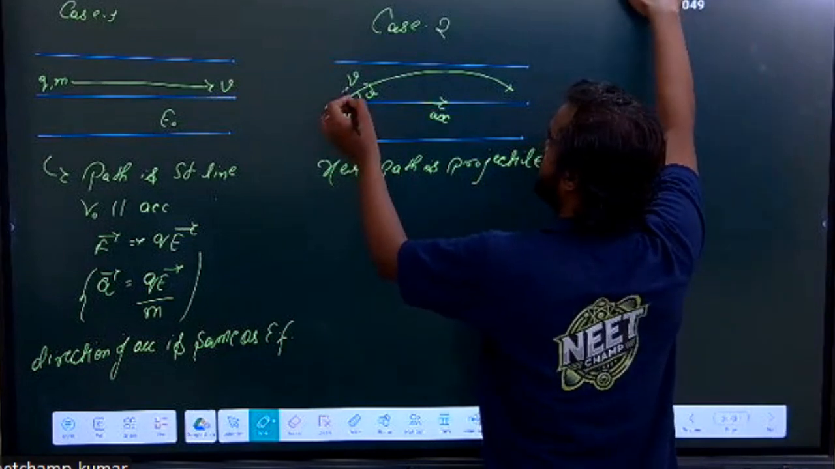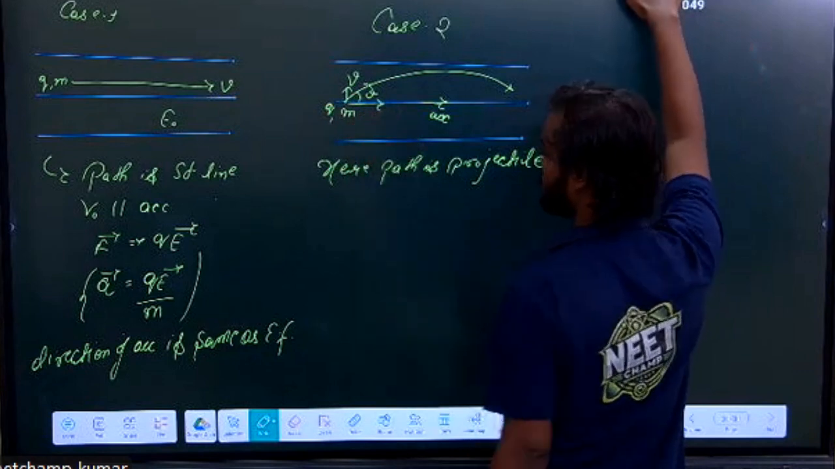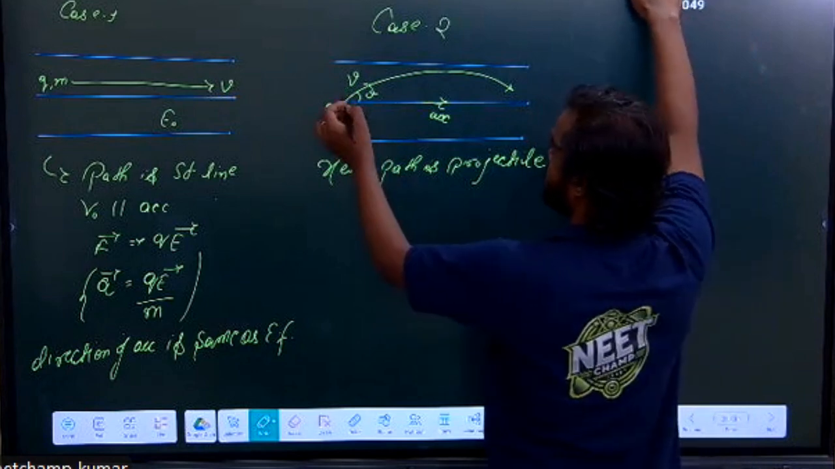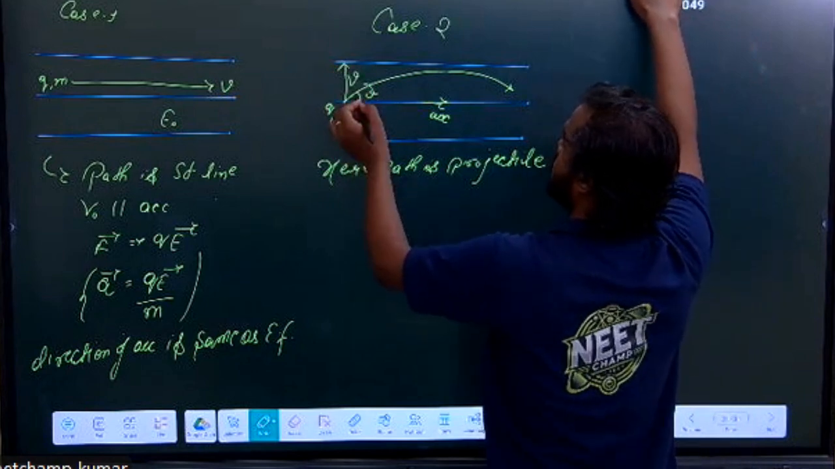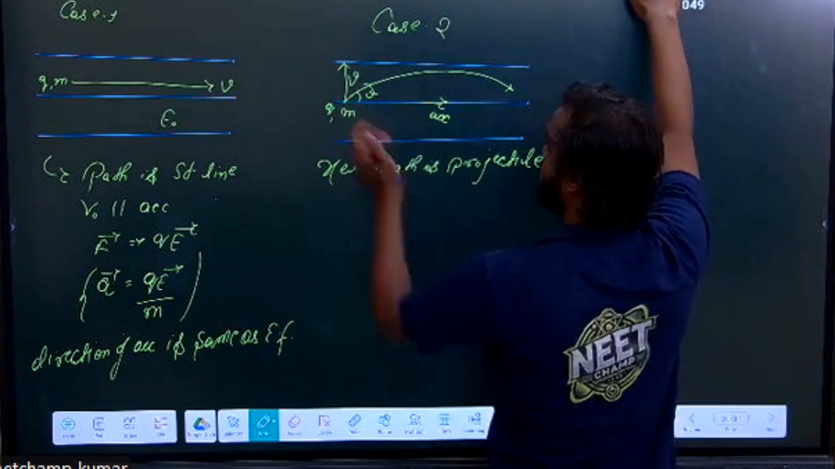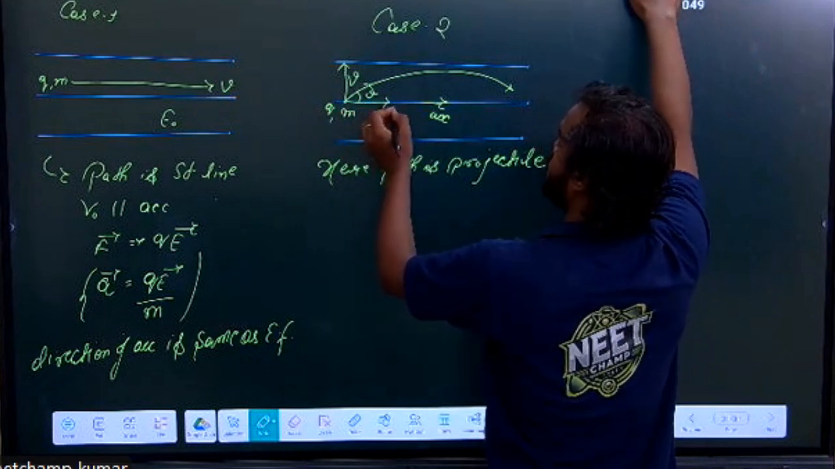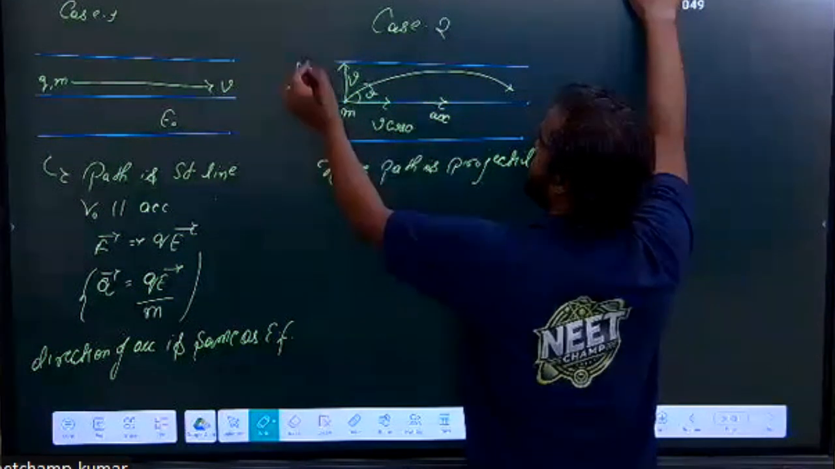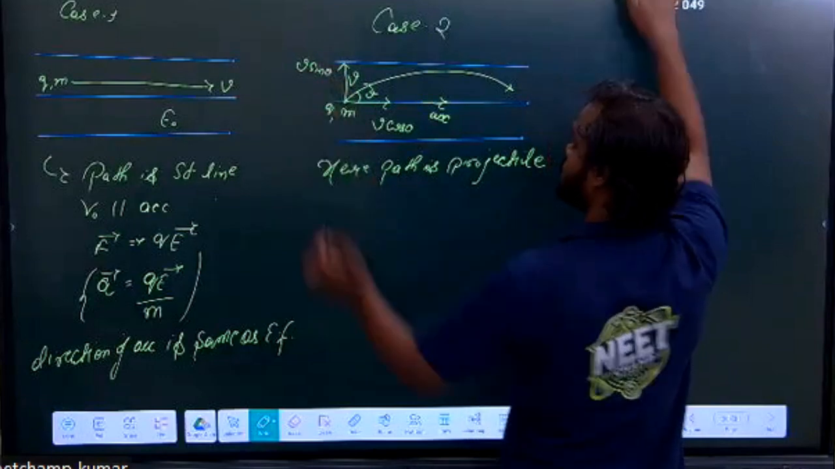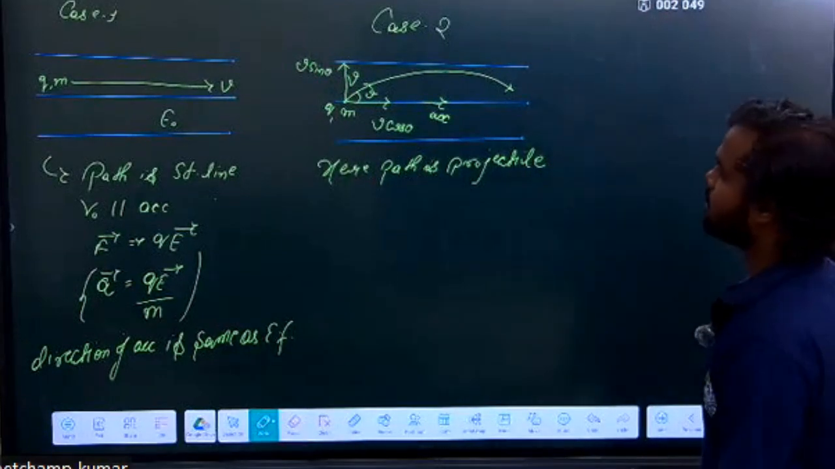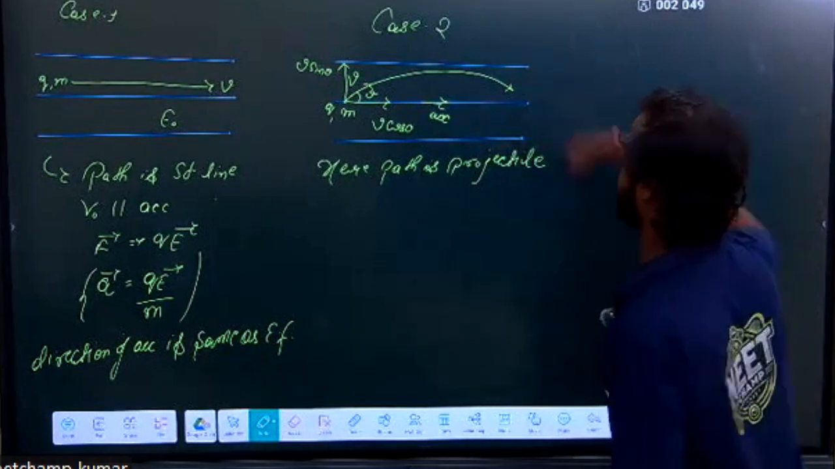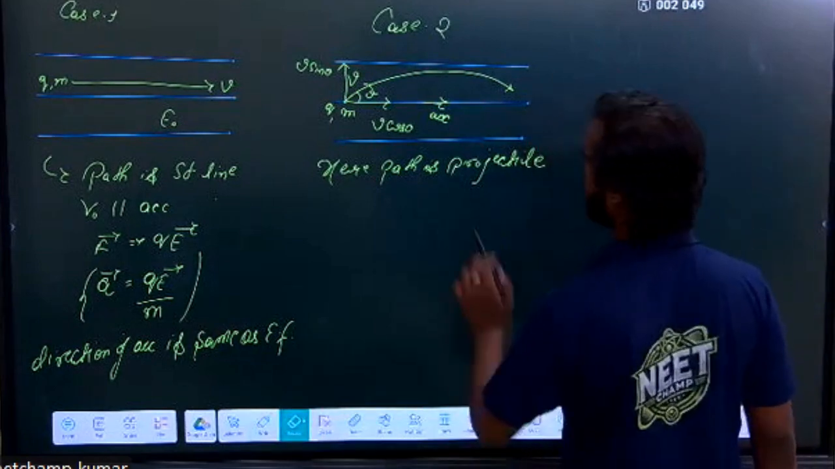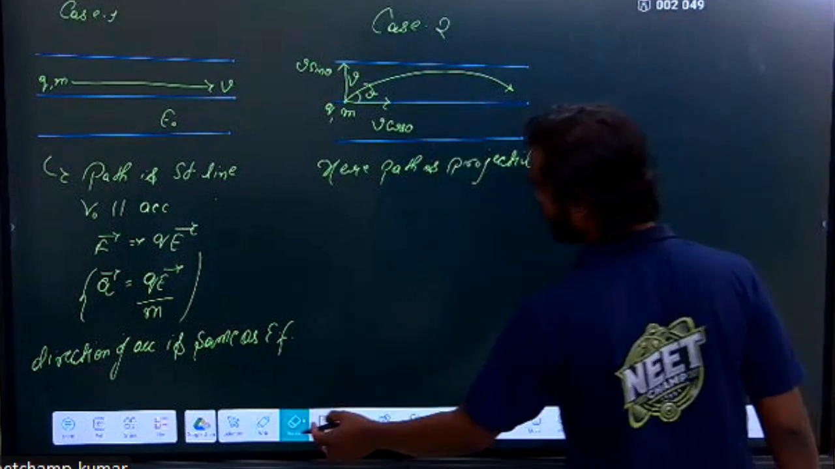Now I can ask you anything. There will be two components of velocity: one in this direction, and another one in this direction. That is v cos theta, and this is v sin theta. If it is in the vertical direction, let us try to check what forces will be acting on it.